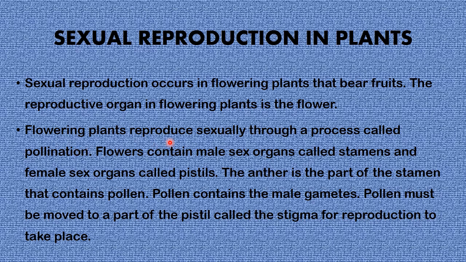Now, flowering plants reproduce sexually through a process called pollination. Flowers contain male sex organs called stamens and female sex organs called pistil. The anther is the part of the stamen that contains pollen, or what we call pollen grains. Pollen contains the male gametes. This pollen must be moved to a part of the pistil called the stigma for reproduction to take place.